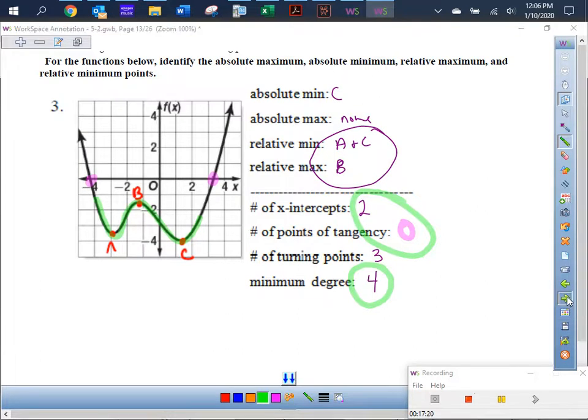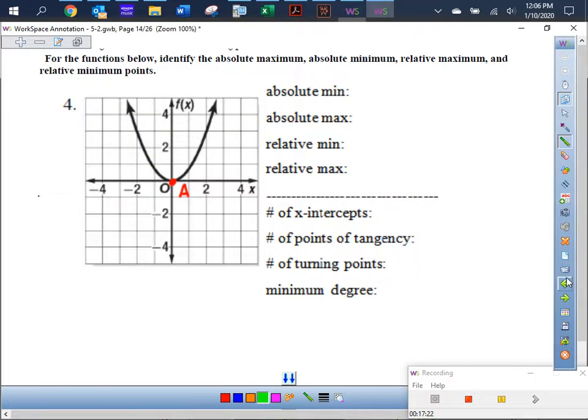That's still really weird. So why don't you pause the video and give just this part a try, just the top part. See if you can do the absolute min, max, relative mins, and max. So pause it and give those a try.